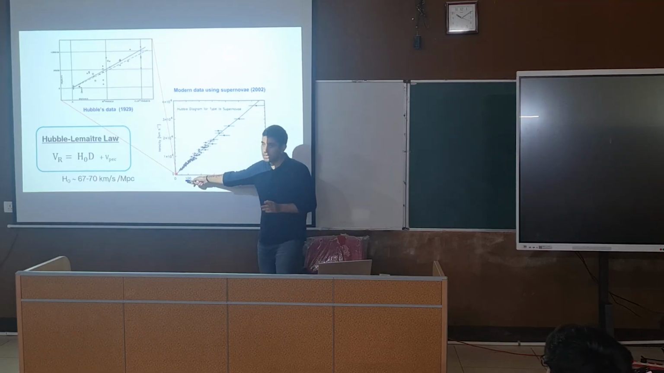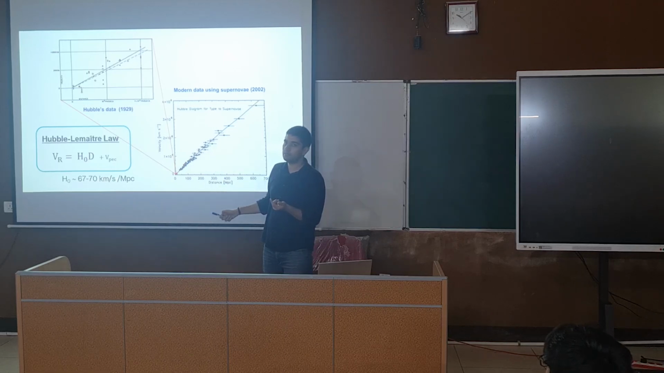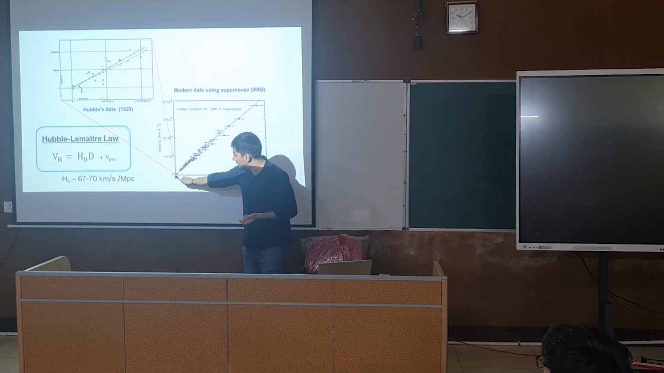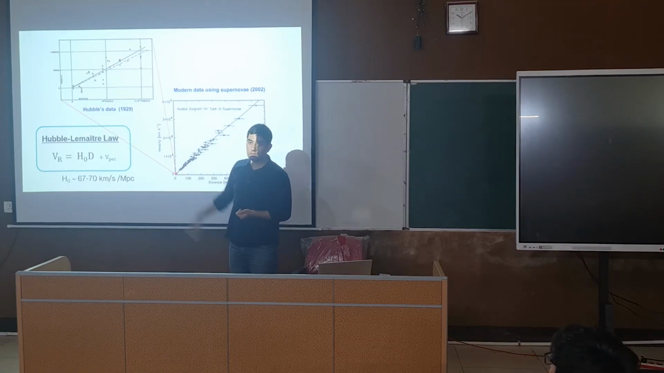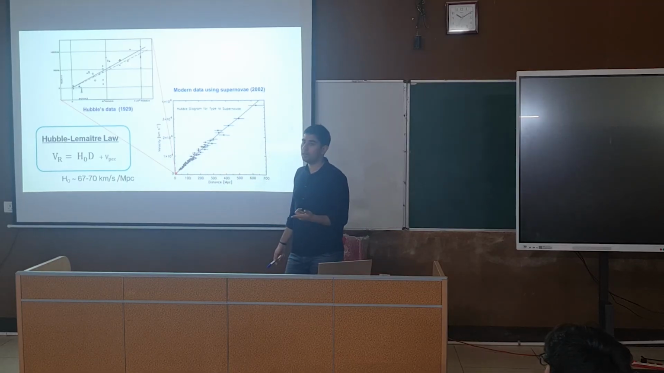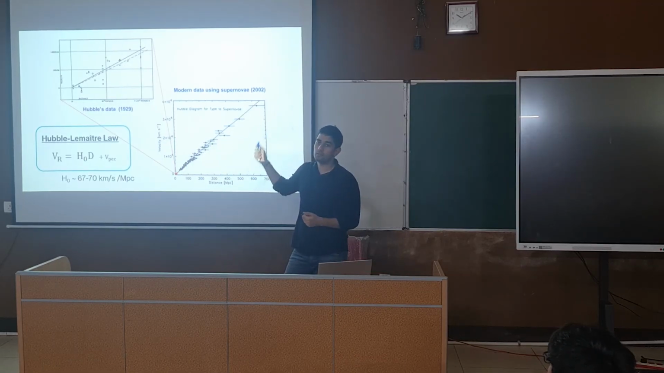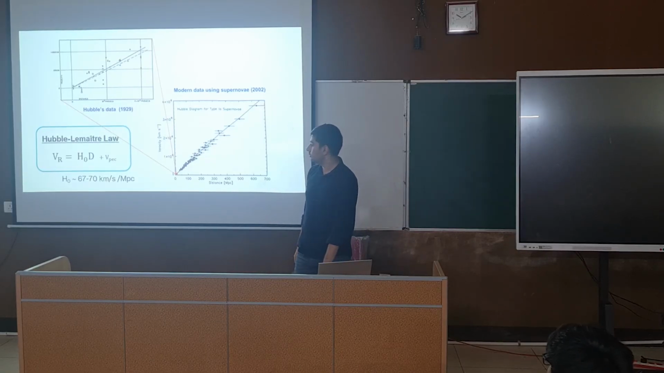But when we look at much larger scales, these peculiar velocities become less and less. Okay? Hubble's data is only this much, very, very small, a few megaparsecs even. But today's data, which is based on supernovae, is much larger, and you see a much better fit. So there the peculiar velocity is not important. You get a better fit for V_R equals H naught times D.